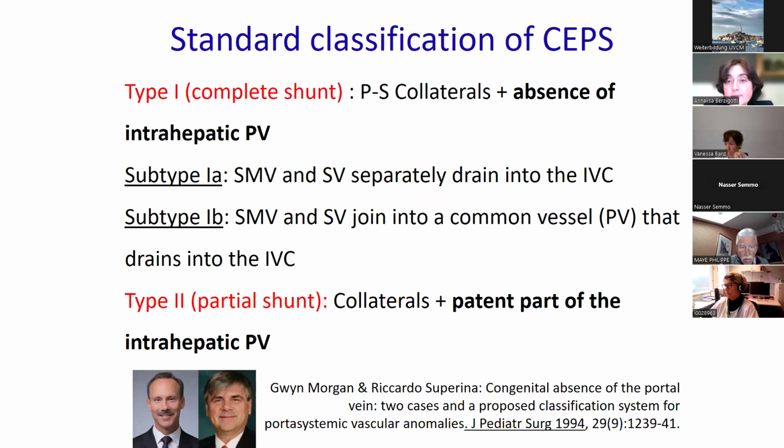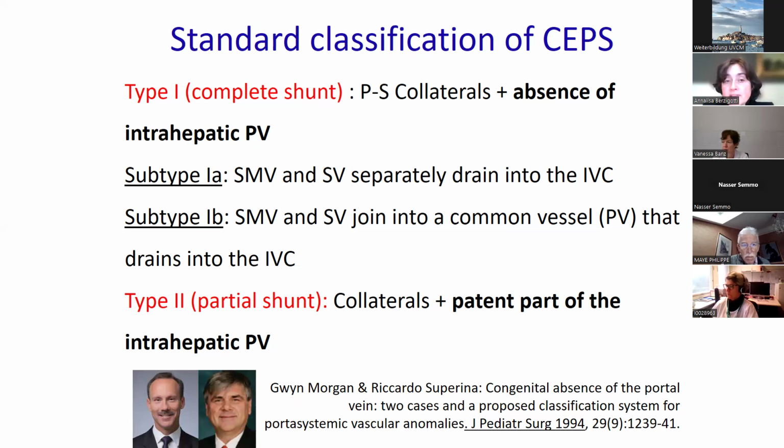And this is the standard classification of extrahepatic portosystemic shunts or portocaval shunts. Type 1, according to Morgan and Superina, is the absence of intrahepatic portal vein associated to this shunting situation, and we have a type 1A, where the mesenteric vein and the splenic vein separately drain into the vena cava, and we have a subtype 1B, where superior mesenteric vein and splenic vein create a portal vein, but the portal vein then does not go into the liver, it goes directly into the vena cava.